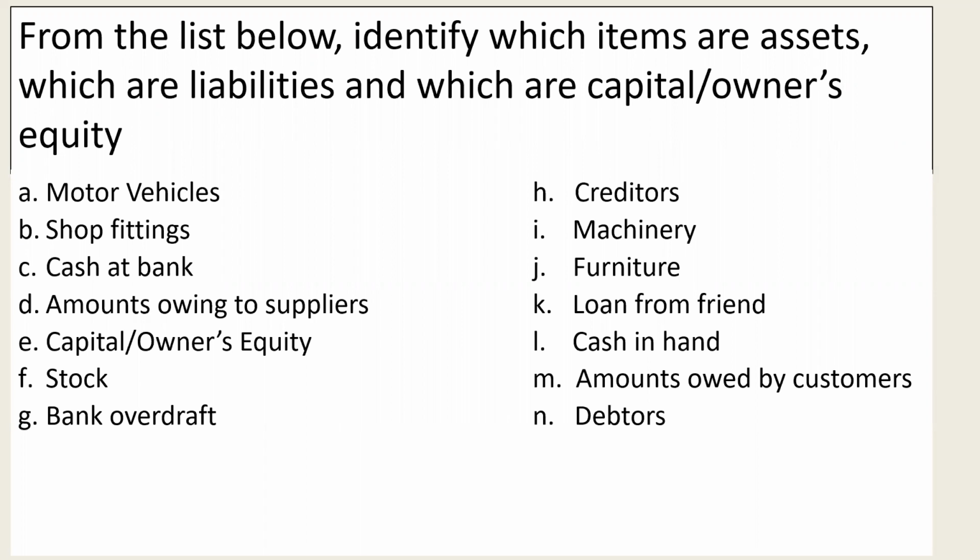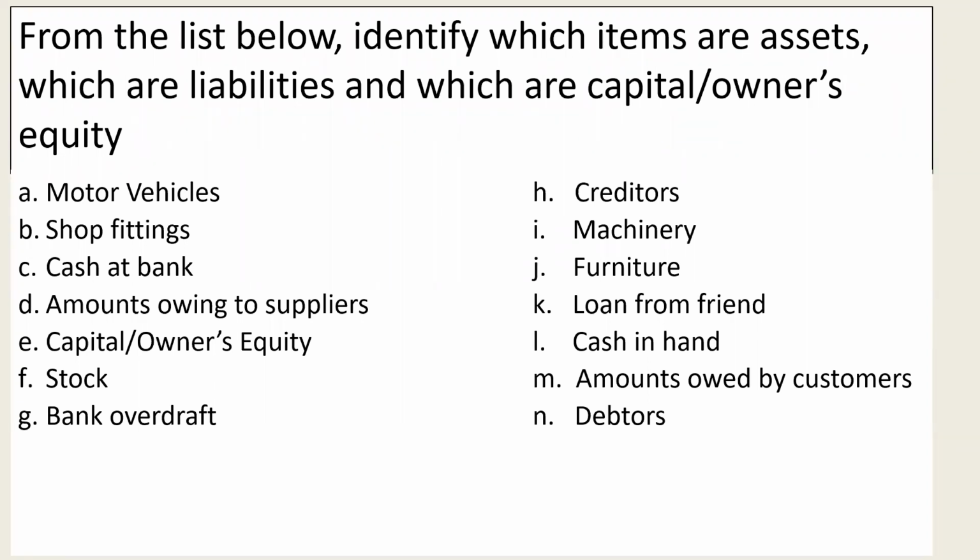Machinery is a fixed asset. You think of any machine you want to put in your business, it is not for resale, so it is a fixed asset. J, furniture. If you purchase furniture for your business, it is a fixed asset.